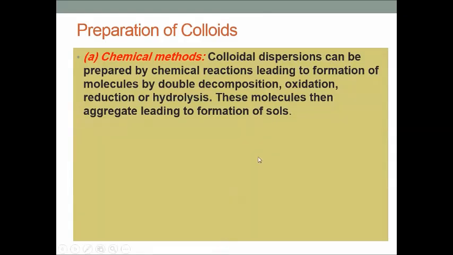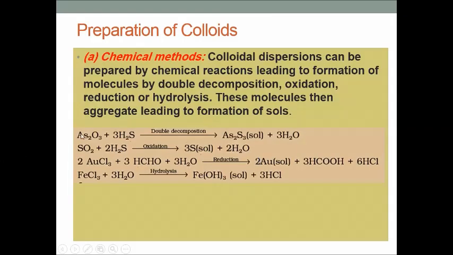Let's see some examples with the equations. Arsenic oxide is converted to arsenic sulfide, a sol, by double decomposition. So the reaction is As2O3 plus 3H2S gives As2S3 plus 3H2O. The next one is sulfur dioxide converted to sulfur sol. The oxidation process is done here: SO2 plus 2H2S gives 3S plus 2H2O.